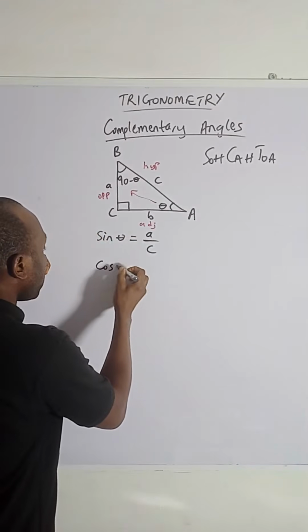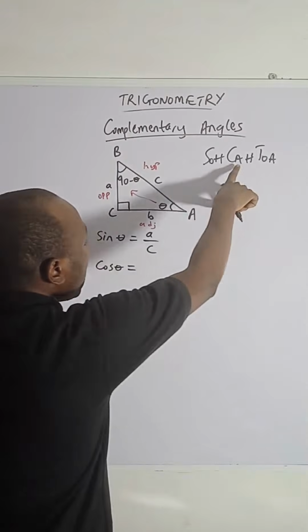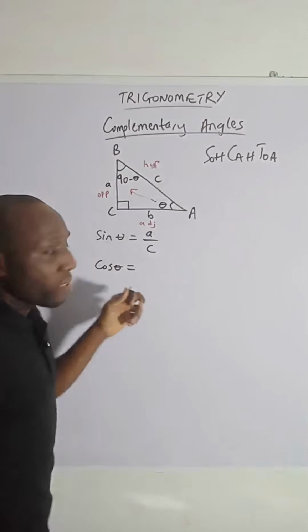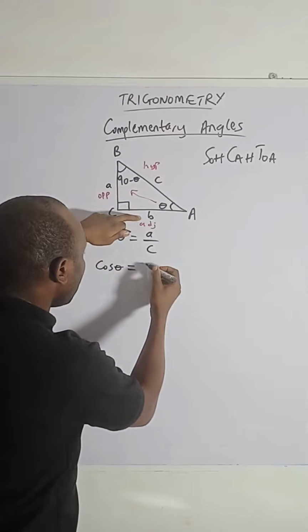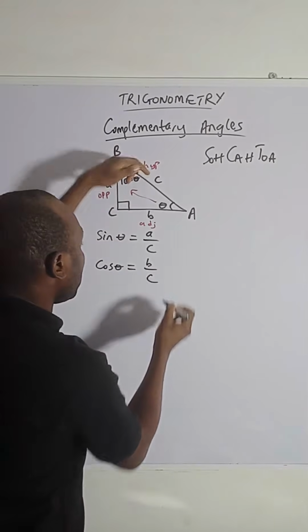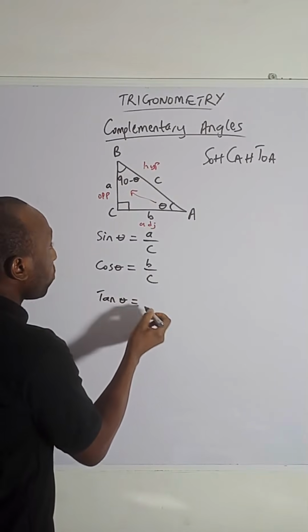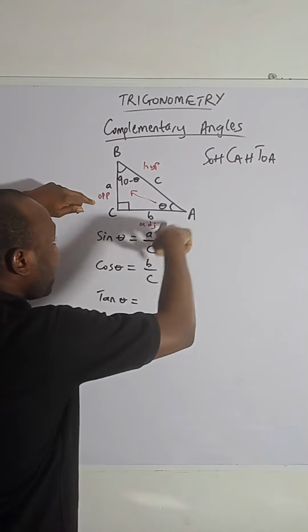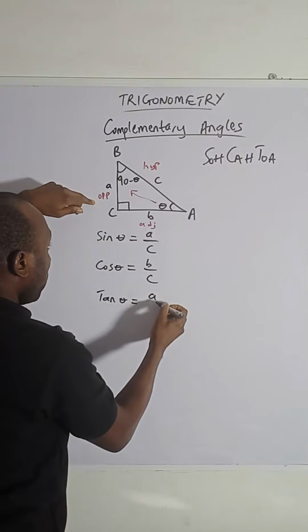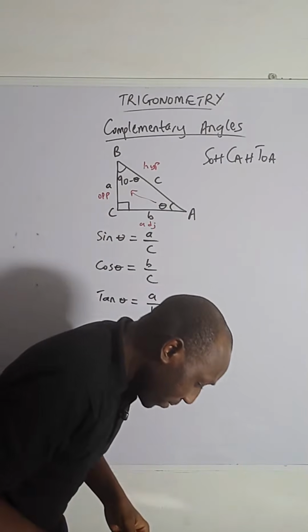Then let's quickly go to cos theta. What's cos theta? Adjacent over hypotenuse. What's the adjacent? B, and the hypotenuse is C. Are you with me? Then the last one, tan theta, is what? Opposite over adjacent, OA. So A over B. Are you all with me?